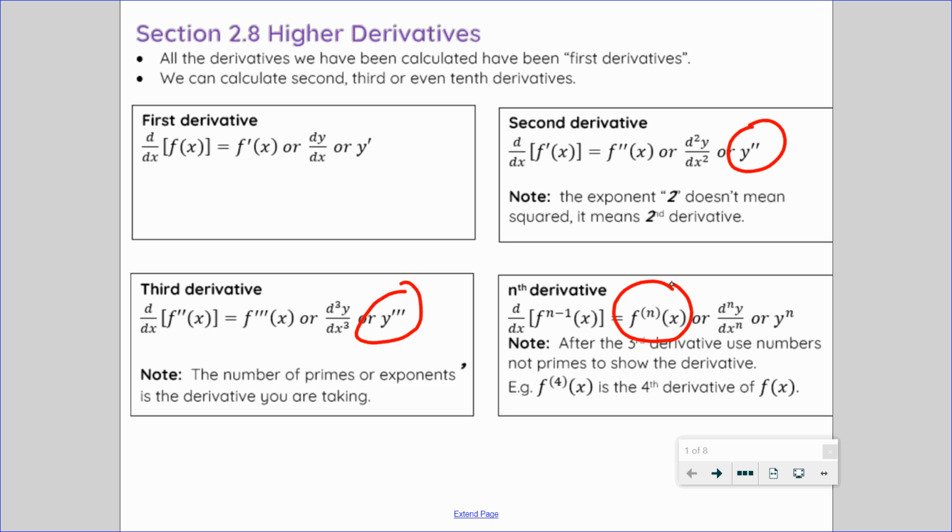Now that's one way of denoting it, with these primes. So first derivative with 1 prime, second derivative with 2 primes, etc. Or I can add a squared to my derivative operator, which shows the second derivative, third derivative, or the nth derivative. So let's get started.